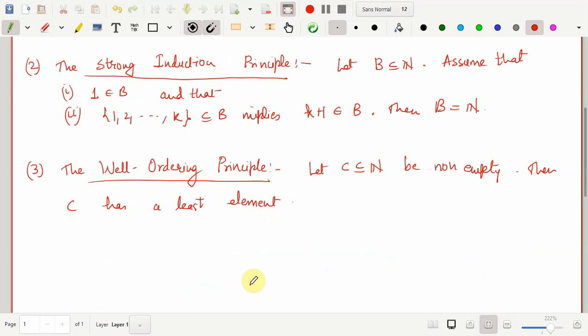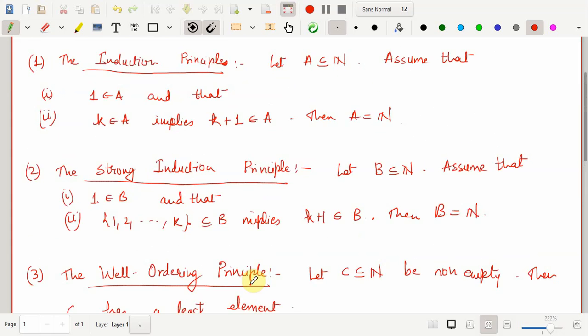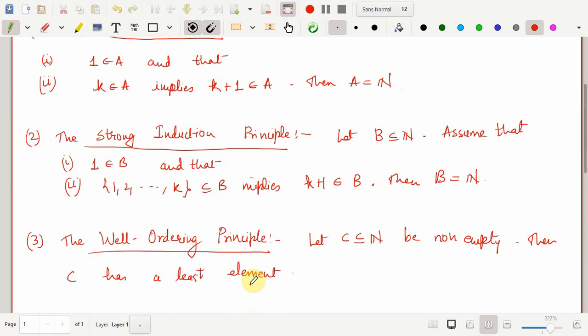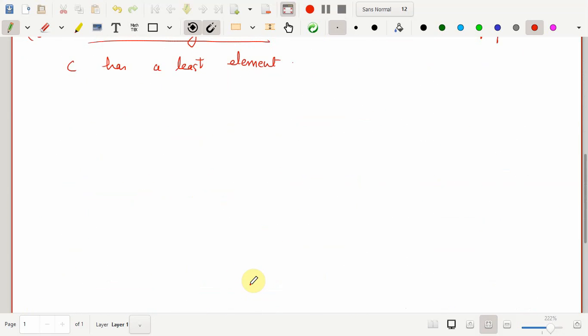And the third one is a very popular statement in analysis, which we call the well-ordering principle. If we have any non-empty subset of the natural numbers, then the elements in that set can be listed in increasing order. What it means is that it has a least element. So we will prove that these three principles are equivalent in this lecture. Let's begin with the proof.